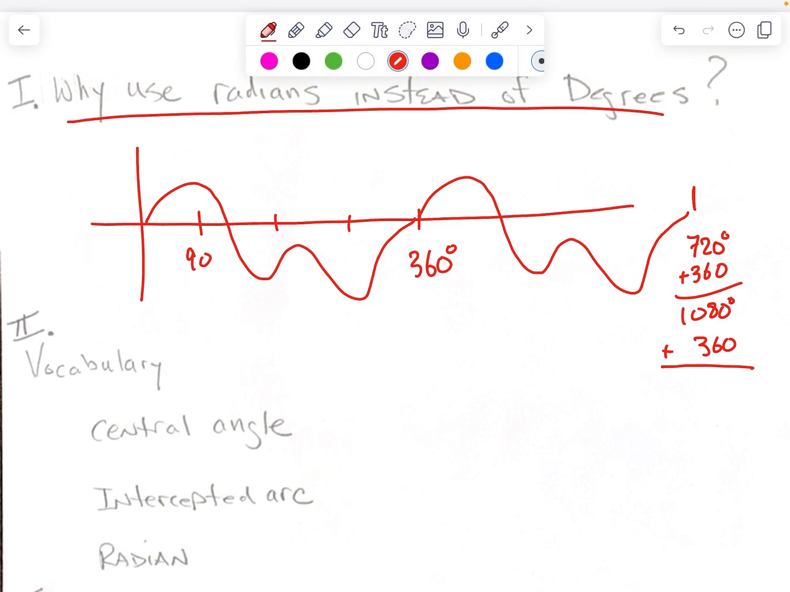The alternative is to use simply a smaller value. If 360 degrees is the same as 2 pi, or 180 degrees is the same as pi, then all of a sudden 720 degrees is just 4 pi, or this is 6 pi, or this next one would be 8 pi. We can simply describe the period or the degree in a different way, and it's much easier to manage.